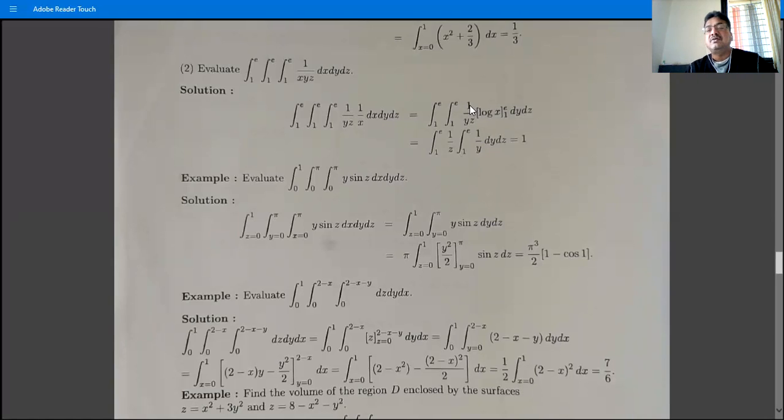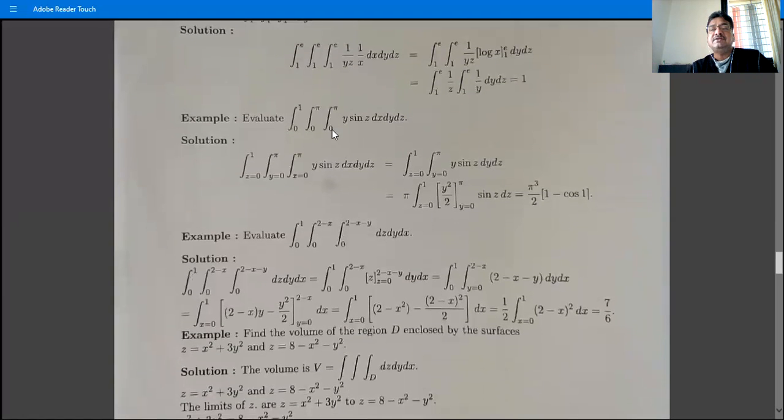And then 1 by z is constant, and the integration of 1 by y is log y, from 1 to e, and then it is log e minus log 1, so the answer is 1. And then 1 by z, again integration is log z, and limit from 1 to e is log e minus log 1, and log e is 1, log 1 is 0, so answer is 1.